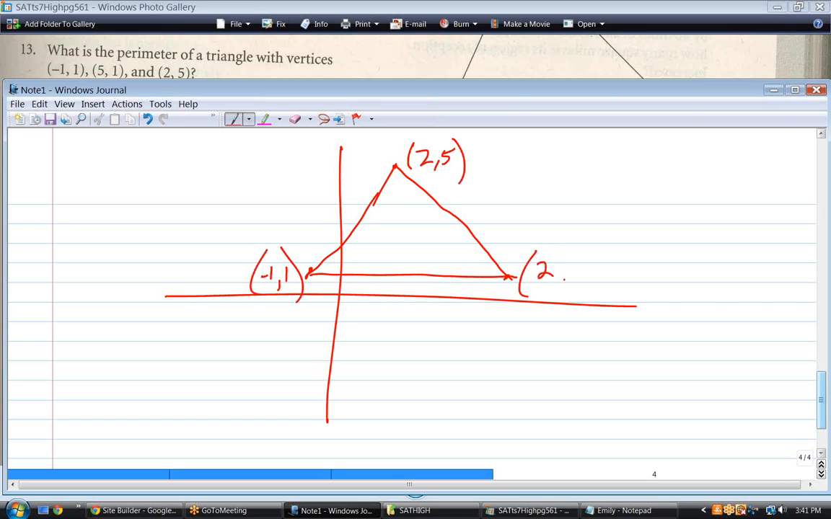So that bottom one is going to be 6. Excuse me just a second. This one is 5, comma 1. Okay. Oh, and it's going to be an isosceles triangle.